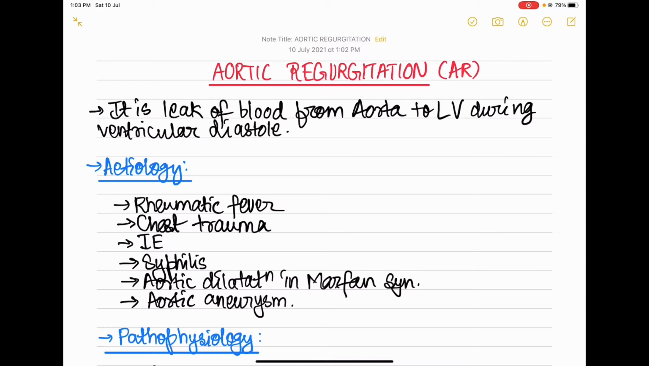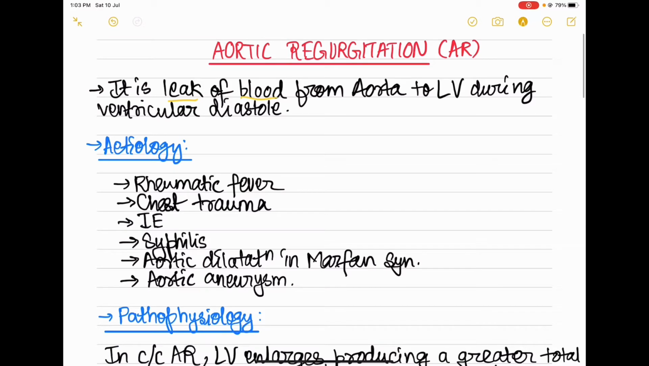Now, without wasting any time further, let's get into today's topic. So, today's topic is aortic regurgitation, which is an aortic valve disorder. It is defined as the leak of blood from the aorta to the left ventricle during ventricular diastole.